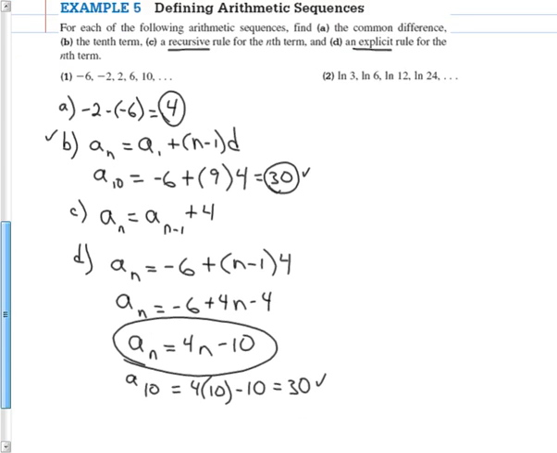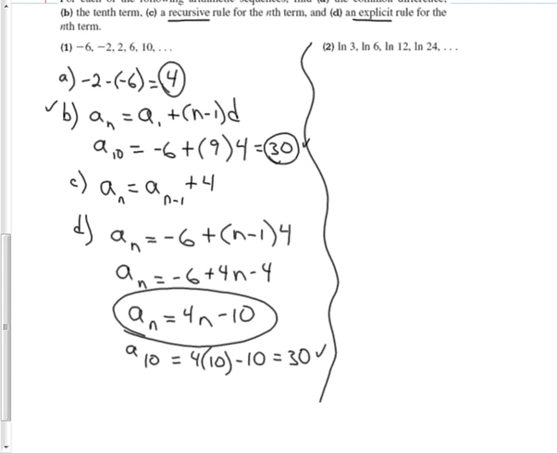So let's try this again, but they make it a little more interesting by throwing in some logarithms. So part A, I'm supposed to find a common difference. Well, to find a common difference, I'm going to take one term minus the one before.